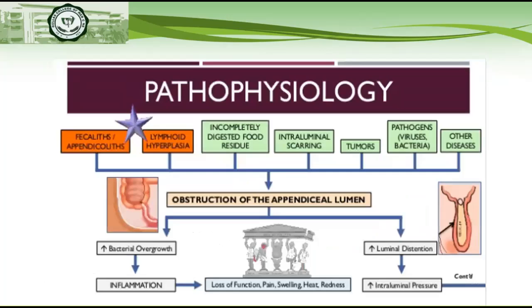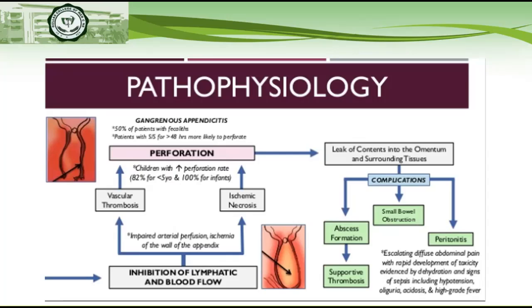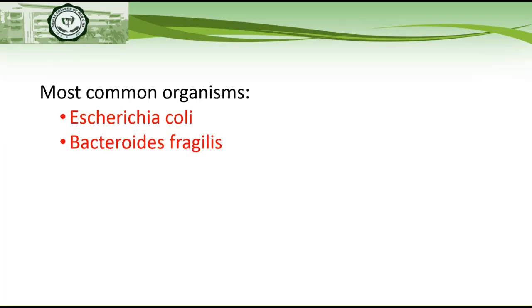So once you have the obstruction, there's bacterial overgrowth and luminal distension, causing inflammation and increased intraluminal pressure. And you have inhibition of lymphatic and blood flow, which will cause vascular thrombosis and ischemic necrosis, leading to perforation. And it leaks the contents into the omentum and surrounding tissues, causing the different complications of abscess, small bowel obstruction, and peritonitis in some cases. So the most common organisms are your E. coli and your Bacteroides fragilis.